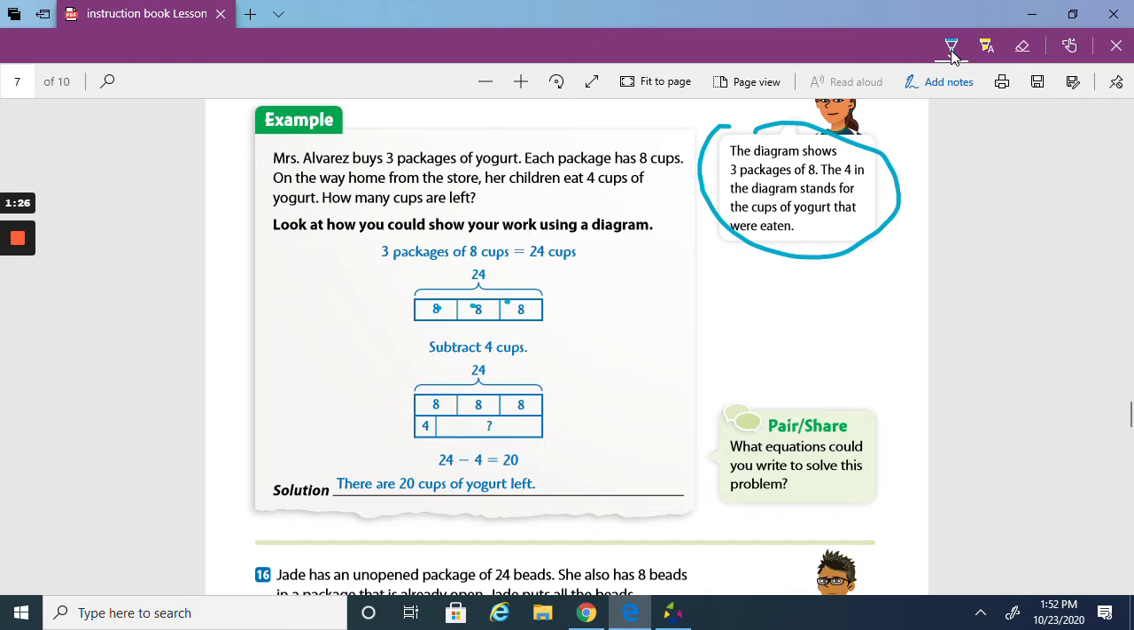I then have to get rid of 4 cups. I have to get rid of those 4 cups because her children ate them, so she doesn't have them anymore. So I would take 24 and subtract 4, and that's going to leave me with how many cups? 24 minus 4 equals 20. So I now have 20 cups of yogurt left.